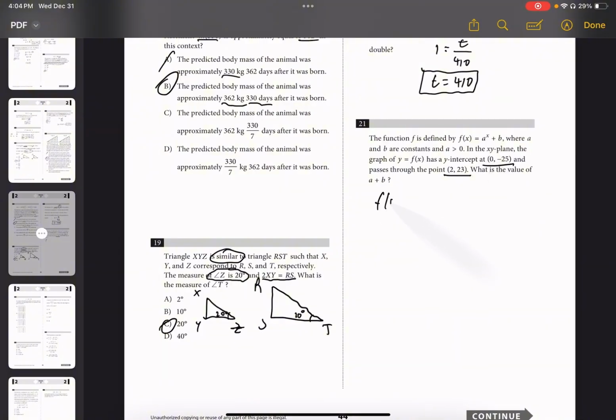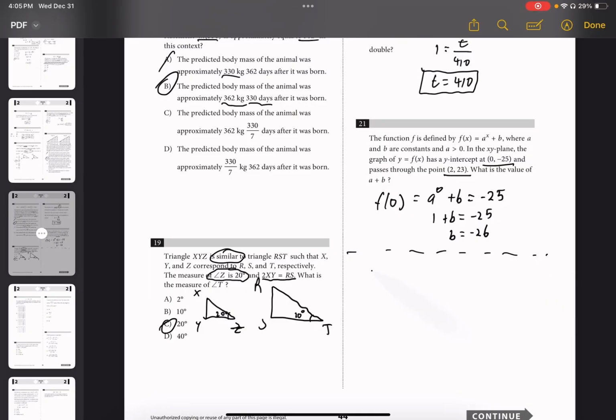So we have f of 0 is equal to a to the 0, which is going to be 1, since anything to the 0 is 1, plus b is equal to negative 25. So we have 1 plus b is equal to negative 25. So we have b is equal to negative 26. Now the next step in this problem is to find a.